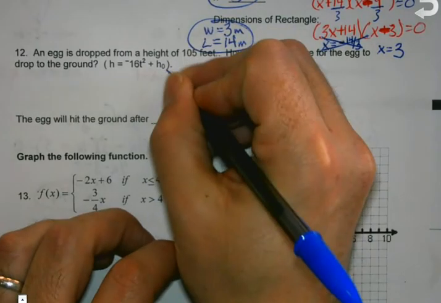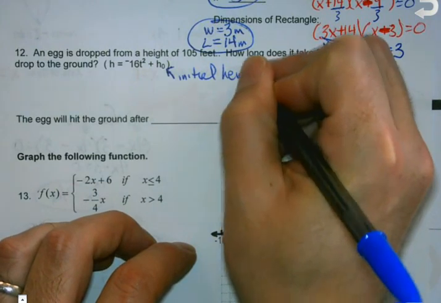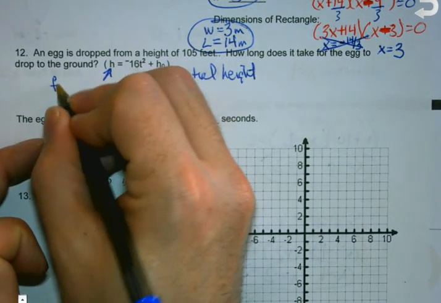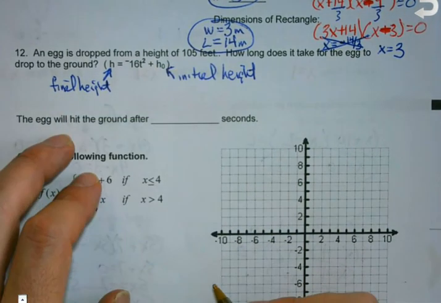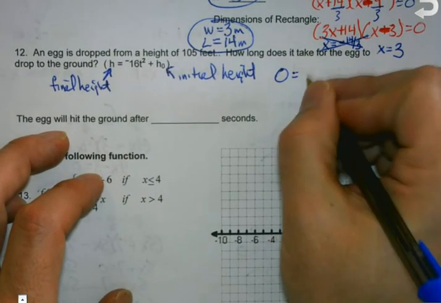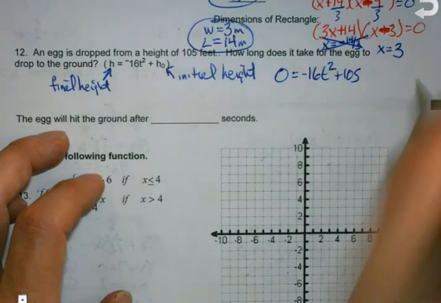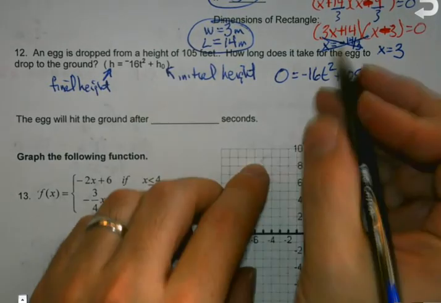Remember, h sub 0 is my initial height. This h would be my final height. So when it hits the ground, how high is that? 0. And my initial height's at 105 feet. So again, whether you choose to subtract the 105 or to add the 16t squared, you're going to get the same answer at the end.